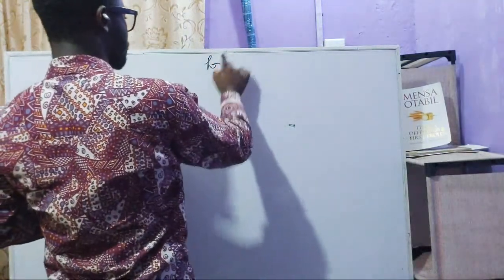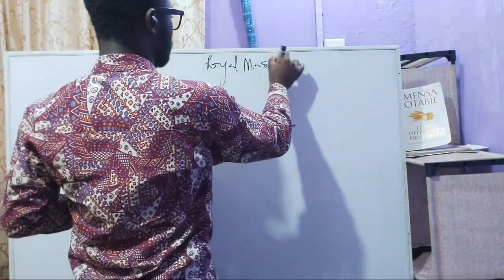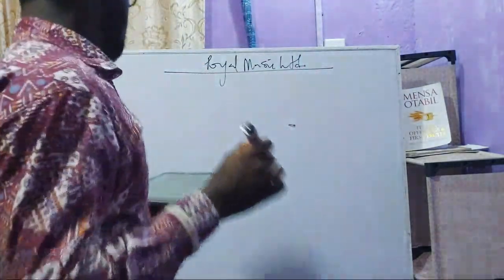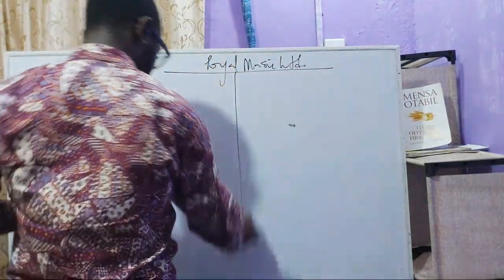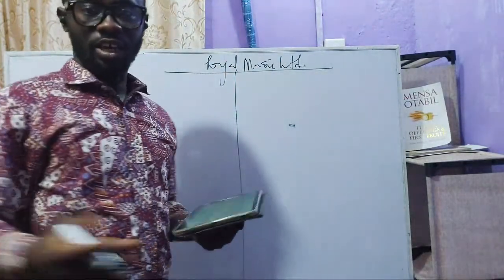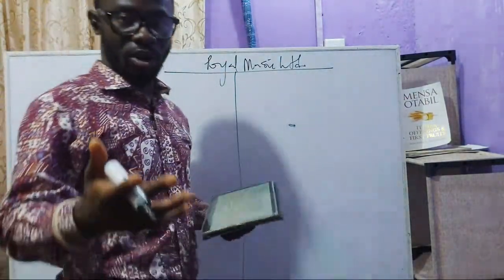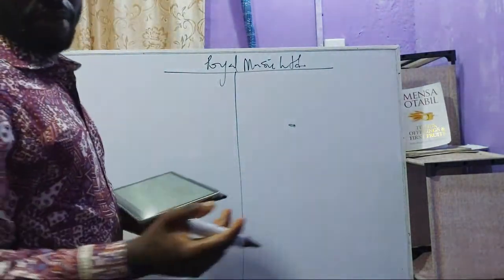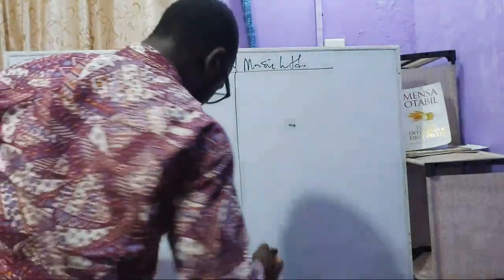So based on that, Royal Music Limited, let me divide my board so that I can efficiently use it. I see some comments. I'm going to be replying to them shortly. So I've divided my board into two. Let's see what we have in relation to that.